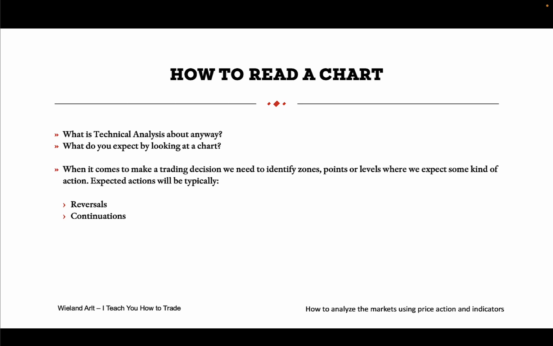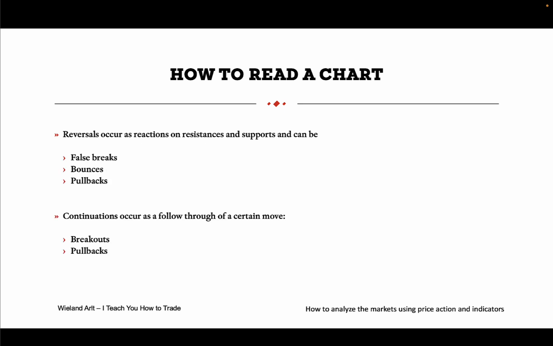And basically, if we look at a chart and if we want to go for a position, there are just two basic concepts, which gives us these opportunities to jump into a market. First of all, these are reversals. And secondly, continuations. Basically, that's it, what we are looking for. So let's see how this works out. So first of all, reversals, they occur as reactions on resistances and supports. And this can be like false breaks, for example, like bounces, pullbacks. And continuations, they occur as a follow-through of a certain move, breakouts and pullbacks.